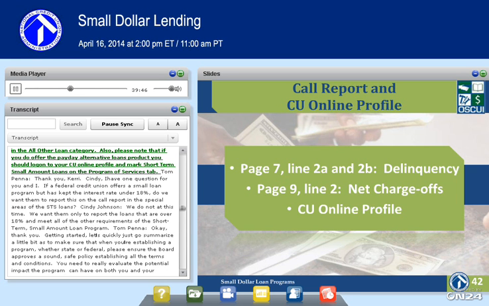Also, please note that if you do offer the Payday Alternative Loans product, you should log on to your CU online profile and mark short-term small amount loans on the Program and Services tab.